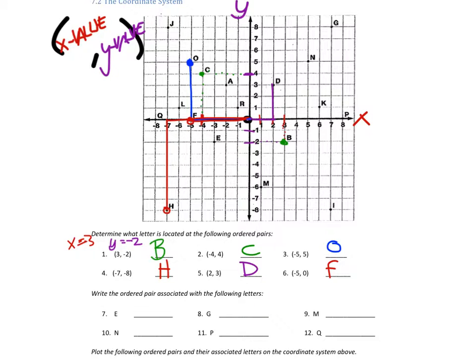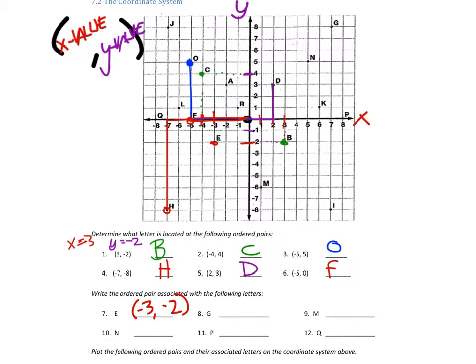So 7, 8, 9, 10, 11, and 12. We just want to find the ordered pairs for these points. And E, let's find E. First of all, it's right here. We can see that the x value there is negative 3. So this has to be in parentheses. And the y value is down 2, so that's negative 2. Right there.